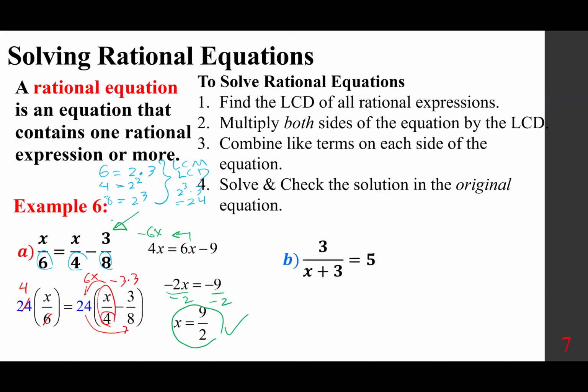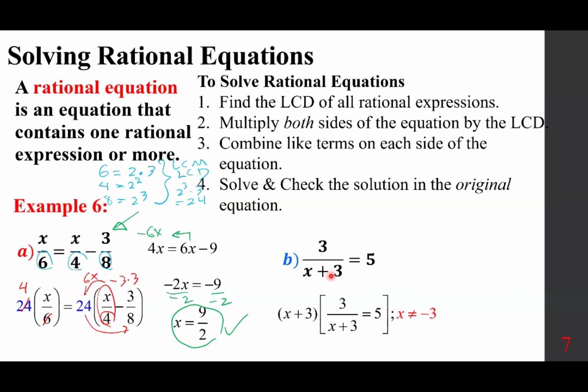Three over x plus 3 equals 5. A couple of different ways of handling it. One would be just to multiply both sides by the LCD, namely x plus 3. Needless to say, x can't be negative 3. Let me explain this concept. First of all, x plus 3 is the denominator. You multiply both sides by it. Why is it that x can't be negative 3?